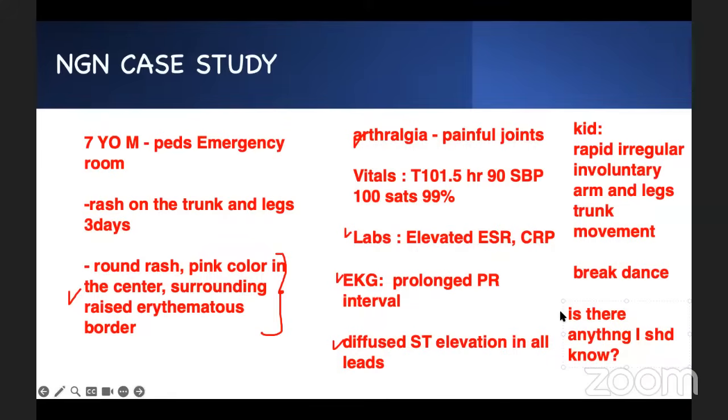What are you missing? What can you find? What does this tell you? Diffuse ST elevation, what does it tell you? What does a prolonged PR interval tell you? Put it together. And finally, the mommy came clean.